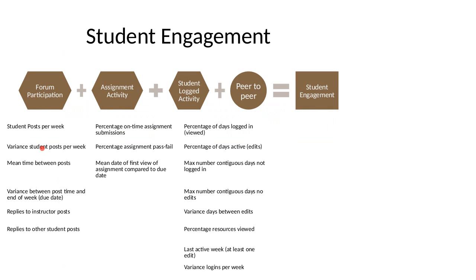So student engagement: posts per week, mean time between posts, the variance between post time and the end of week. So did they wait until the last day and do all the posting then? Replies to instructor posts and replies to other student posts are kind of the network, to what extent they're connected to lots of people, percentage of on-time assignment submissions, maximum number of contiguous days with no submissions, variance of logins per week. Is it better if they are steady about how often they log in, or does it matter? My preliminary data says no, it doesn't matter if it's steady or if it goes way up and down. There doesn't seem to be any link here, but that's very, very preliminary.